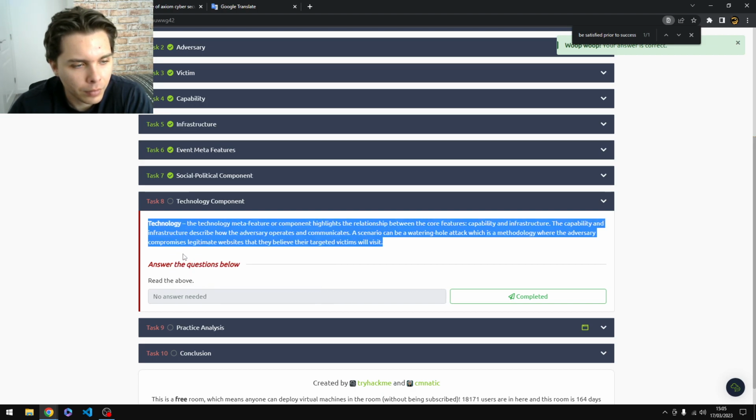Technology. The technology meta feature or component highlights the relationship between the core features, capability and infrastructure. The capability and infrastructure describe how the adversary operates and communicates. A scenario can be a watering hole attack, which is a methodology where the adversary compromises legitimate websites that they believe their targeted victims will visit.